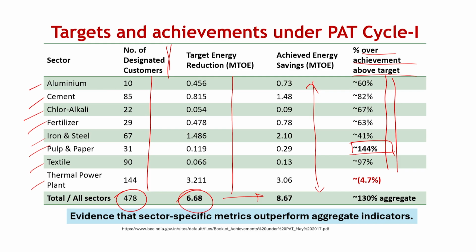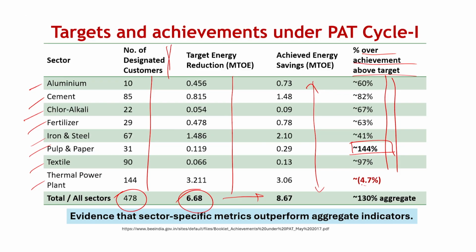However, as I said earlier, if you look at this picture in an aggregated way, we would say that all sectors did exceedingly well and better than the target given to them. That's where things come into the picture once you start looking at data sector-wise. Thermal power plants actually did not meet the target, because they did less than the given target. They were negative by 4.7%, and since they were the sector with the highest target, they pulled down the overall achievement.